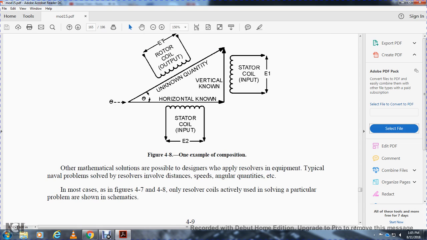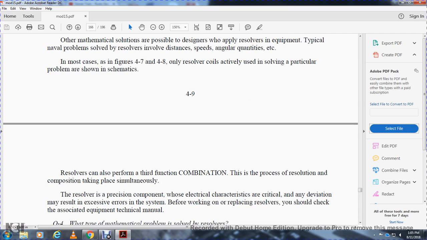Other mathematical solutions are possible. The designer applies the resolver in equipment typically involved with problems associated with distance, speed, angular quantities, and so on. In most cases, the principles of figures 4-7 and 4-8 are actively used to solve the particular problem, as shown in the schematic.